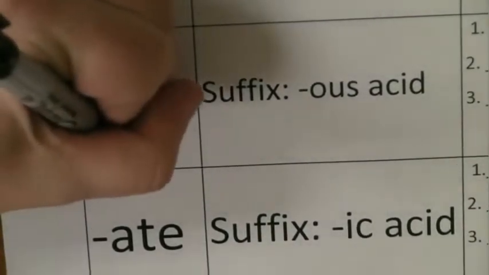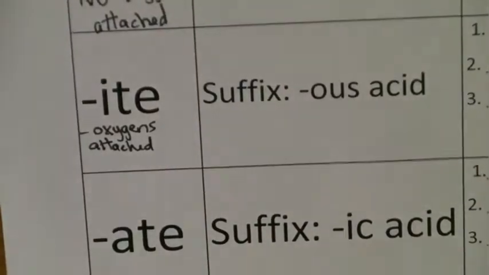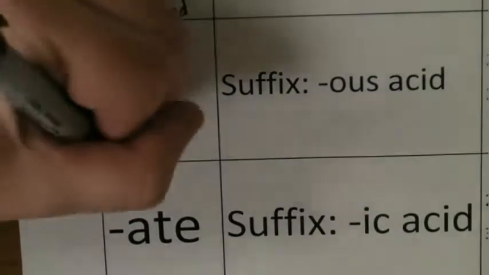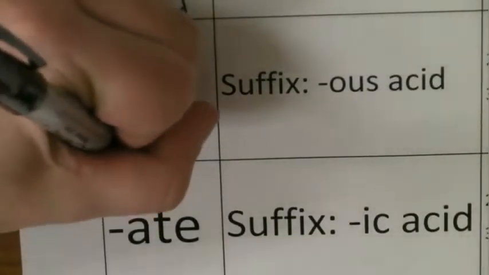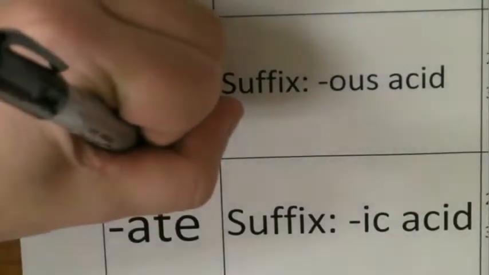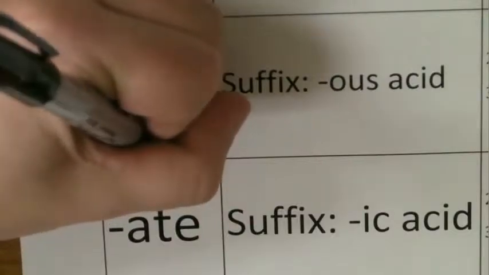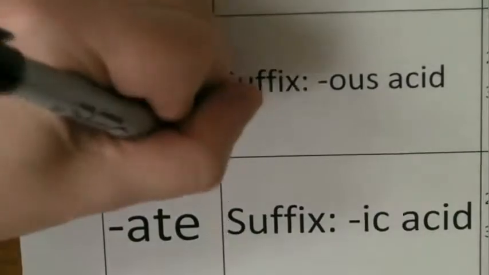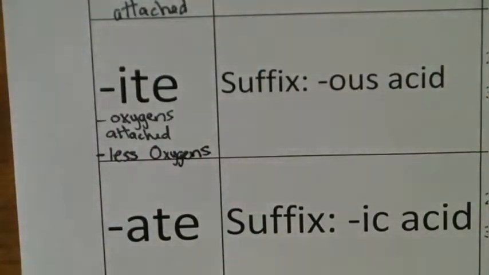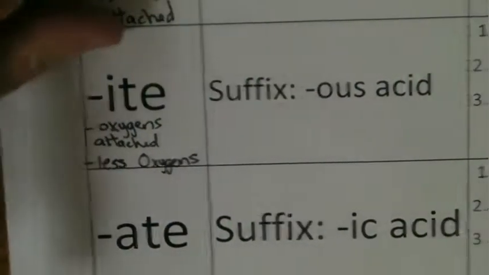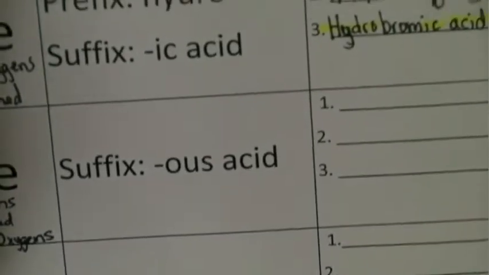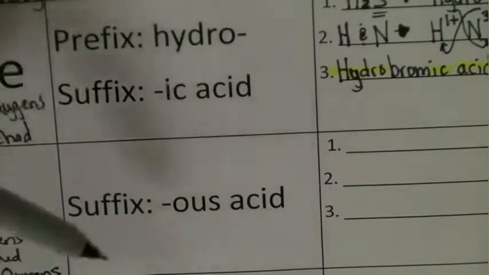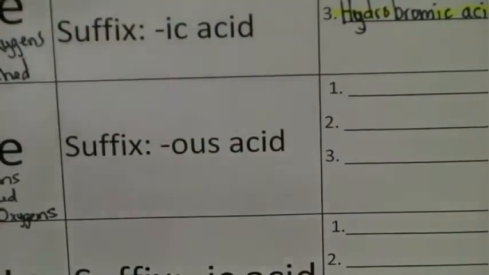attached. Well, you don't necessarily have to write this if you think you'll remember it, but if you want to make some notes off to the side, these would be good ones. They have oxygens attached. But remember, ites are the ones with less oxygens. Remember, ates have 1 more than ites, so the ites are the ones with less oxygens. And notice we don't even have a prefix on this one. This is the only one that actually gets a prefix on the acid name. This one is just a suffix.